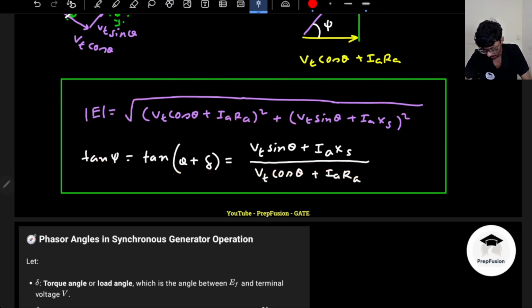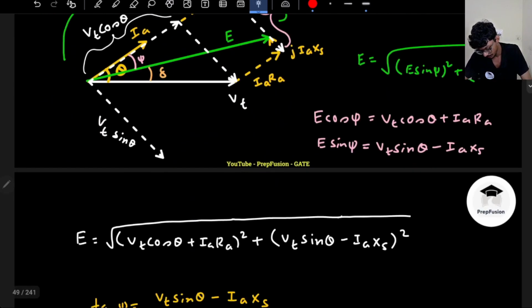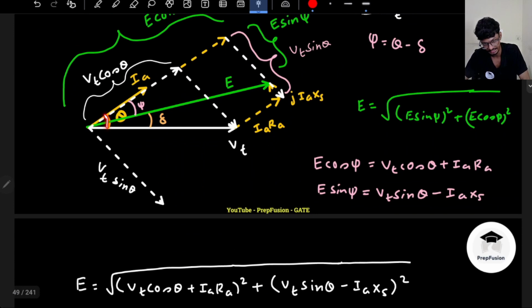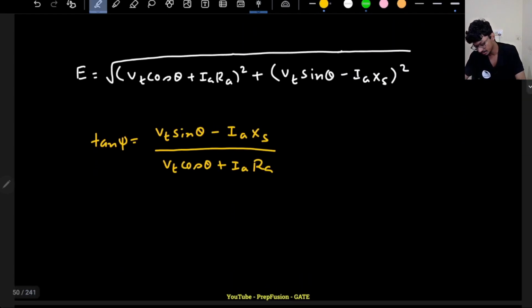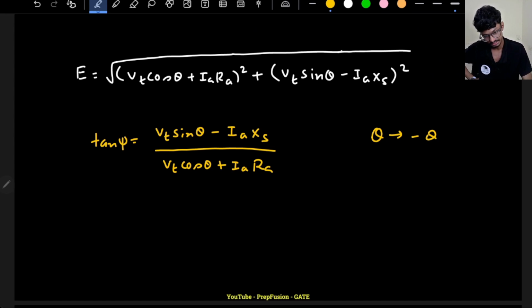Okay. But here, remember your theta is negative now. Theta is negative because theta is measured with respect to Ia. Now voltage lags the current, or current leads the voltage, so theta is negative, right? So in the previous formula you replace theta to derive the expression for a capacitive load. For a leading load, you replace theta with minus theta. Okay, that's it. Everything will be sorted.